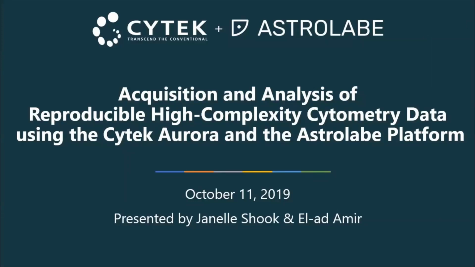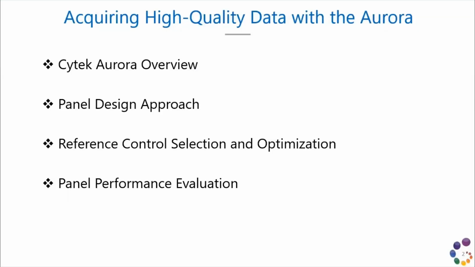My name is Janelle and I'm here with Elad, and we are going to talk about acquisition and analysis of reproducible high-complexity cytometry data using the Cytek Aurora and the Astrolabe platform. To kick things off, I'm going to talk about the Cytek Aurora platform and tell you a little bit about our approach to panel design, how to select reference controls, and how to evaluate the performance of your panel on the Aurora. Then I'll hand the presentation over to Elad, and he'll show you some of the analysis tools available to you in the Astrolabe platform.